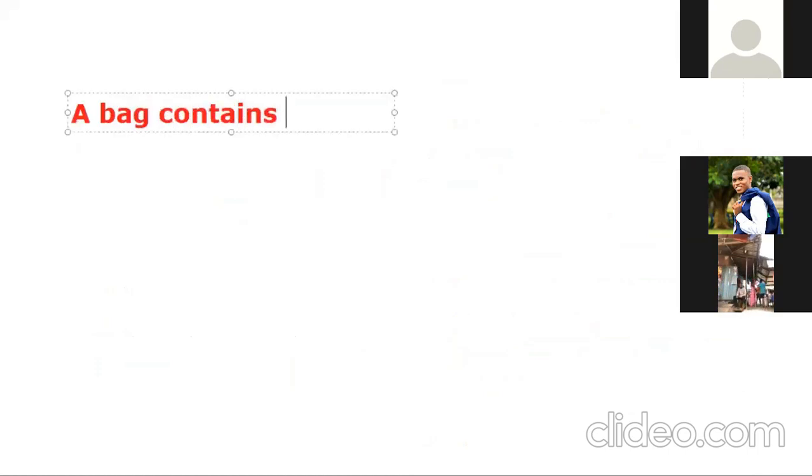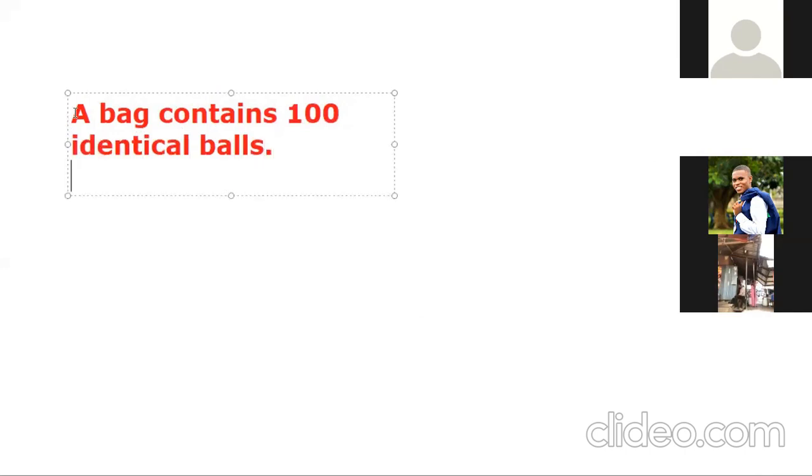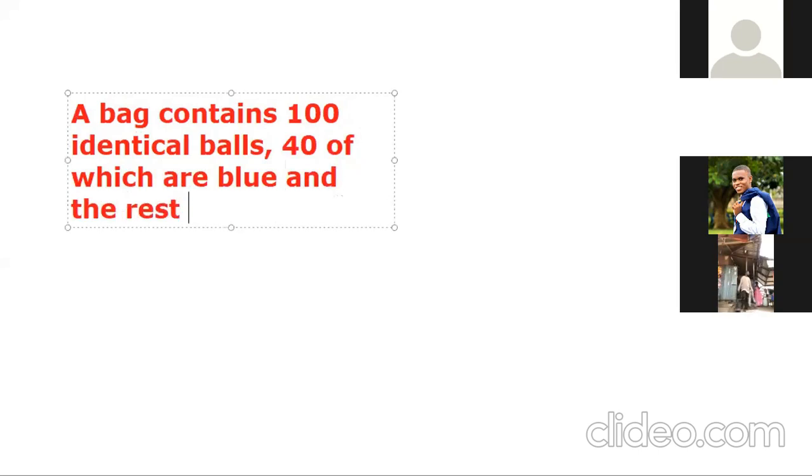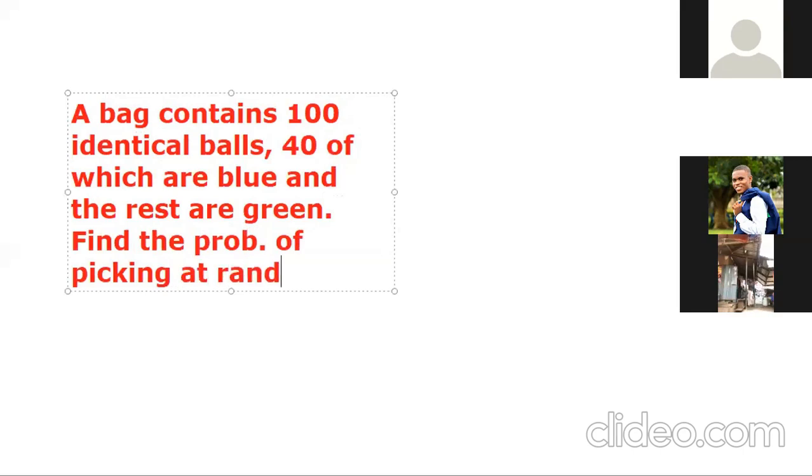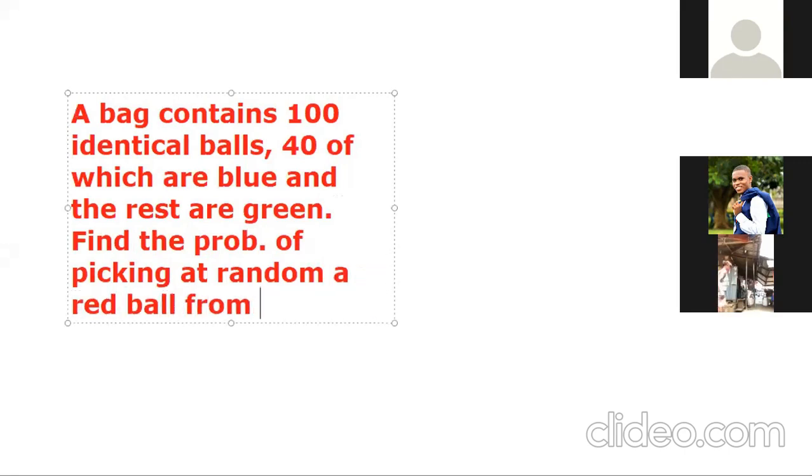A bag contains 100 identical balls, 40 of which are blue and the rest are green. Find the probability of picking at random a red ball from the bag.